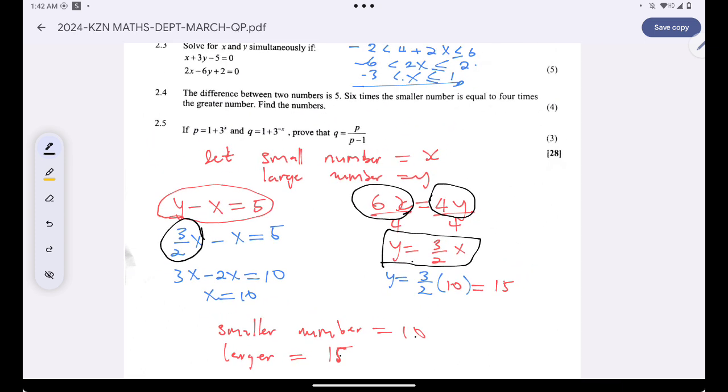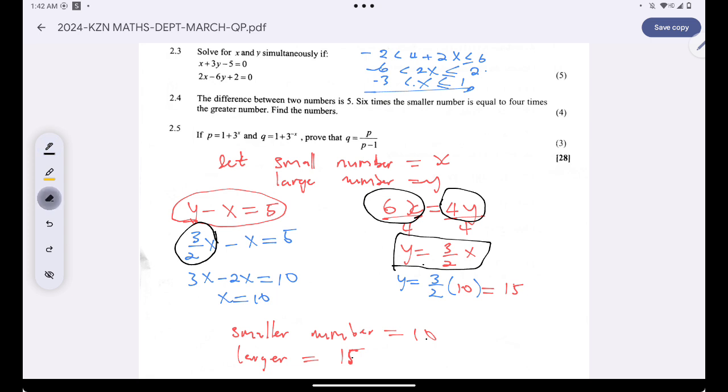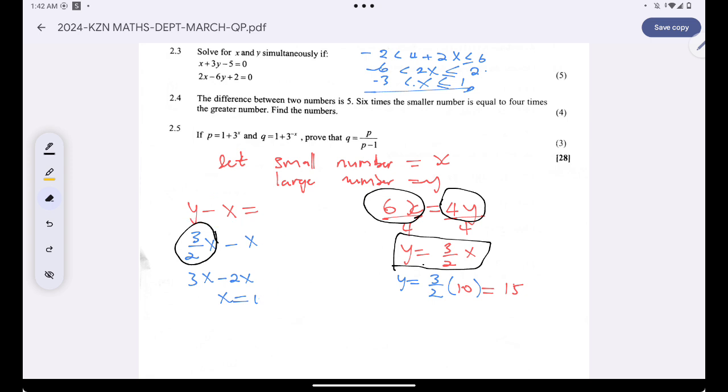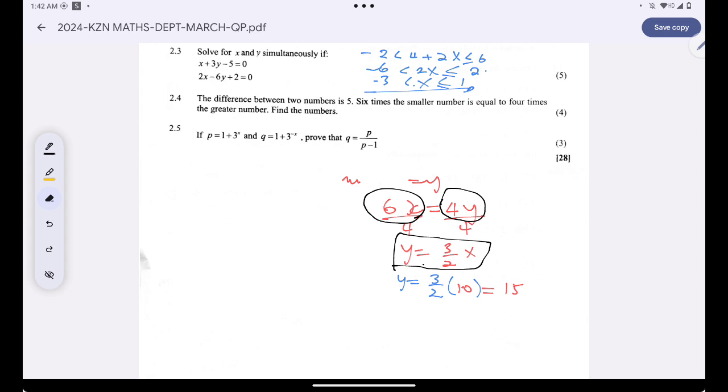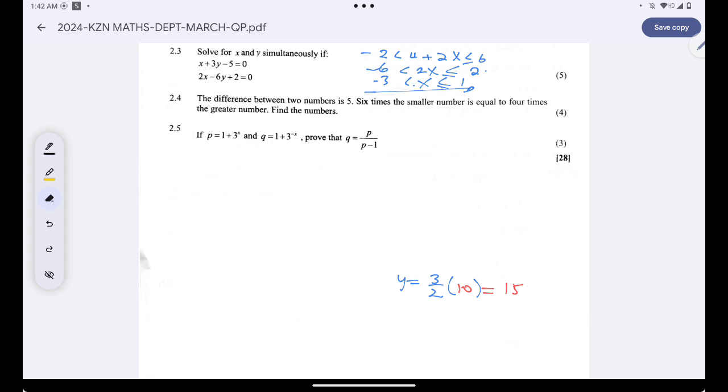Okay. Now let's move to 2.5. I'm asked to prove that Q is equal to P over P minus 1.